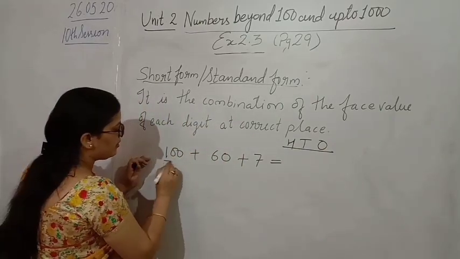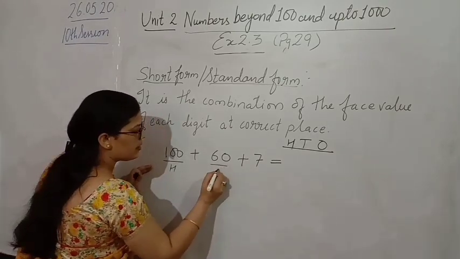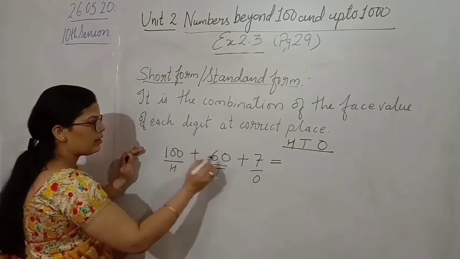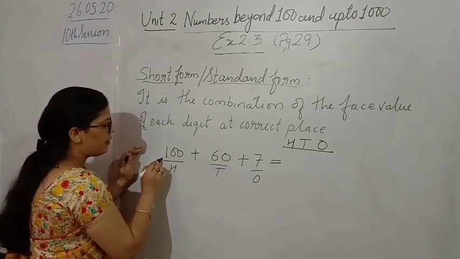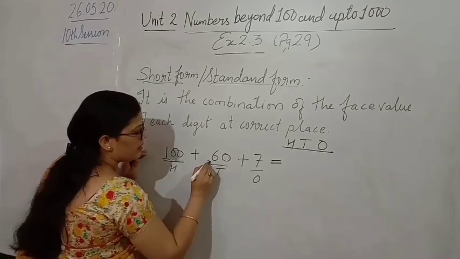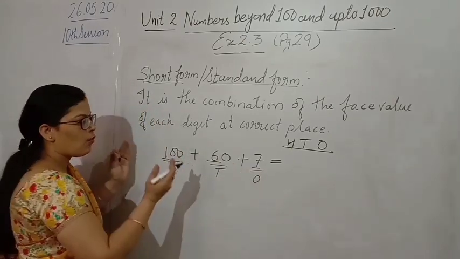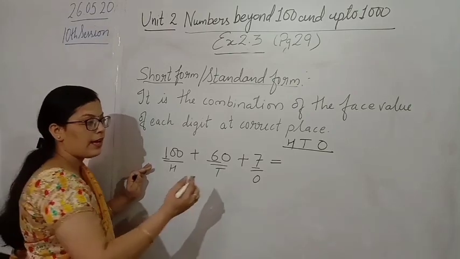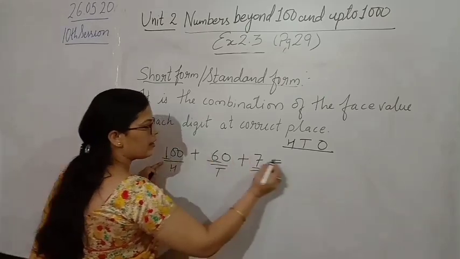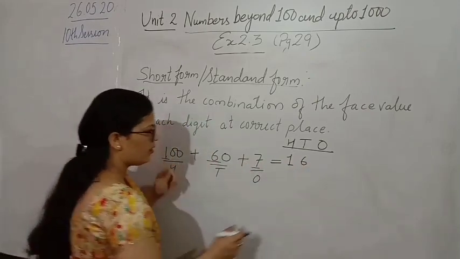So first of all, see, first number is 100. That means this is hundreds place, this is tens place and this is ones place. So what are the face values of these numbers? Hundreds place face value is 1. Tens place face value is 6 and ones place face value is 7. So now we combine these digits and write them at their correct places. Here we'll write 1 at hundreds place, 6 at tens place and 7 at ones place.